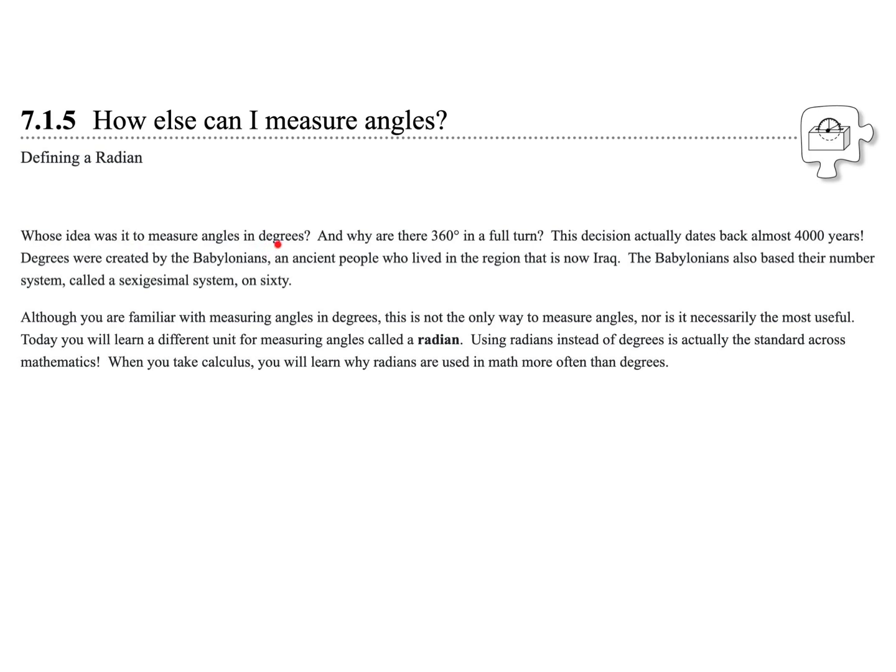So, whose idea was it to measure a degree in angles? That's a great question. Why are there 360 degrees in a full turn? Well, this is actually from 4,000 years ago from the Babylonians, and they had a sexagesimal system that was a base 60 system. So we have a base 10 system. So if I write the number 101, I've got 1 in my ones category, I've got 0 in my tens, and I've got 1 in my hundreds. But they had a base 60.